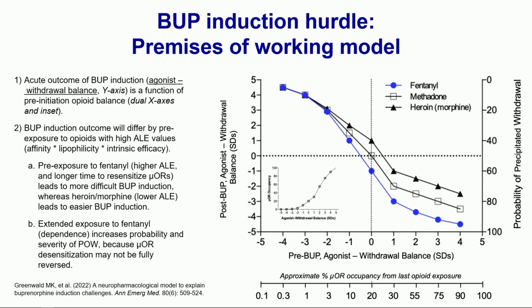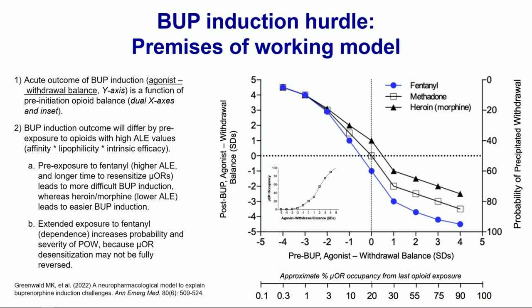So those high ALE value opioids like fentanyl, which produce more desensitization, internalization, phosphorylation, and a longer time to resensitize mu receptors, that's going to lead to a more difficult buprenorphine induction. And that's why the blue curve here shows a higher rate or risk of precipitated withdrawal, and it's also going to take a longer time for you to manage them, most likely, in the ED, and why some of this model actually is going to extend beyond the ED for that reason.